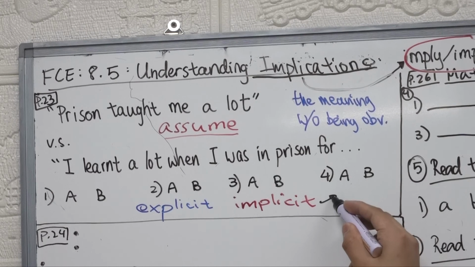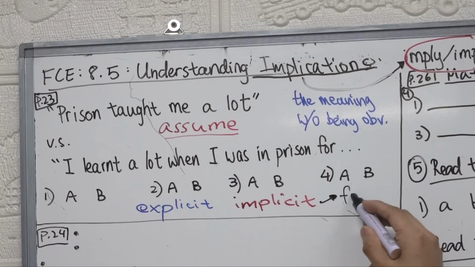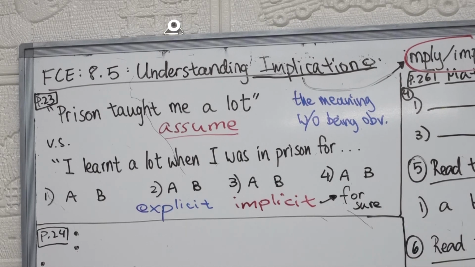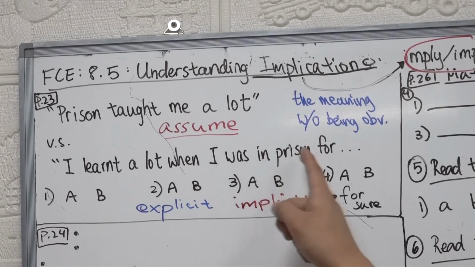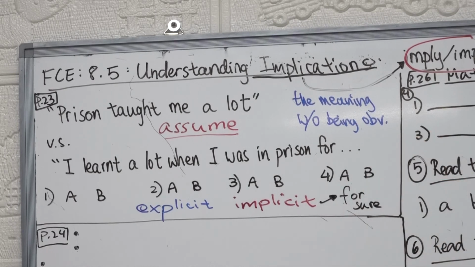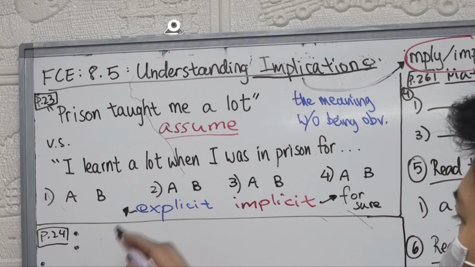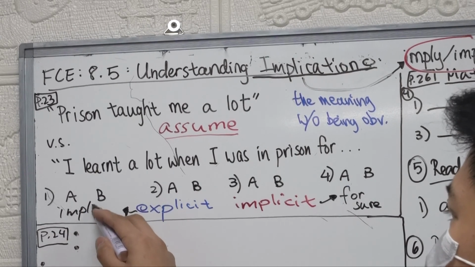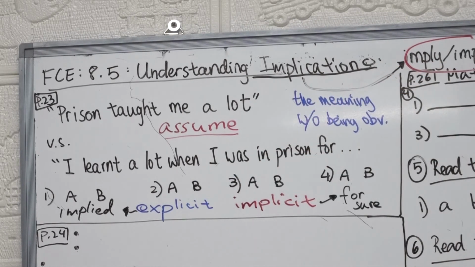Right, when we have an explicit text, we know for sure that the information is true, or that we can say that it is true. For example, this one will be explicit because we have the actual statement, I was in prison for committing a crime, right? So I learned a lot when I was in prison for committing a crime. Or implicit, what is implicit? Implicit is the implied, right? Implied. What we've talked about, if we have to read the text and see what's behind it, it is implicit.